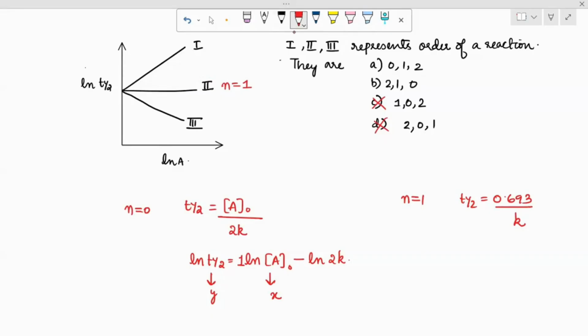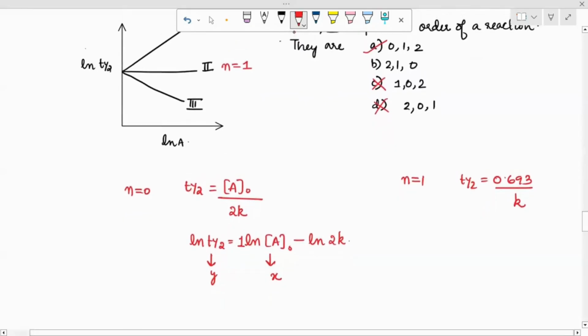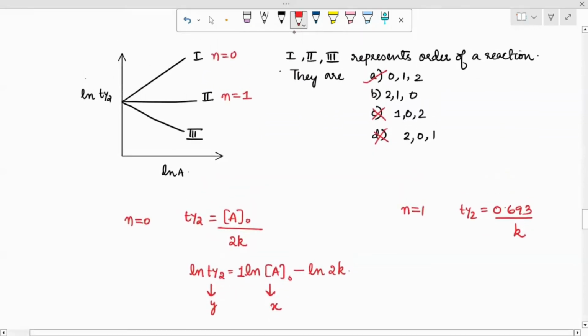Okay. Now this has got a positive slope over here, n is equal to 0. Positive slope is represented by the first one. So this is going to be n is equal to 0. So that means the correct answer is option A. Let's look at the last one as well. So from the answer, we got it as second order reaction.